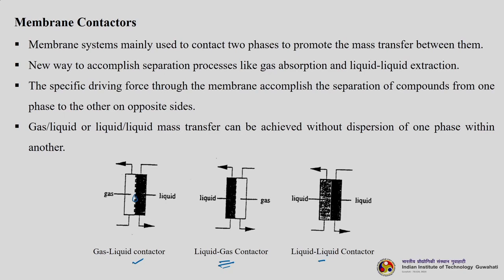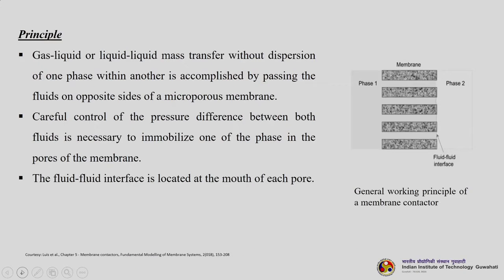And then we have a liquid-liquid contactor, in which both phases are liquid and are separated by a membrane. If you talk about the principle, gas-liquid and liquid-liquid mass transfer without dispersion of one phase within another is usually accomplished by passing the fluids on opposite sides of a microporous membrane. Careful control of the pressure difference between both fluids is necessary to immobilize one of the phases in the pores of the membrane. The fluid interface is located at the mouth of each pore. So, you can see the fluid interface here, this is the pore mouth.